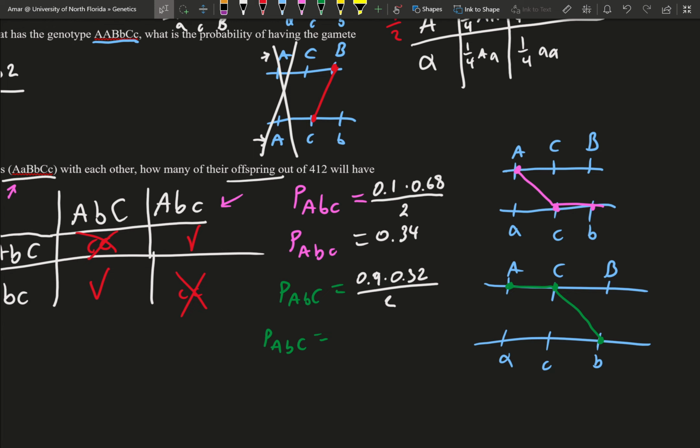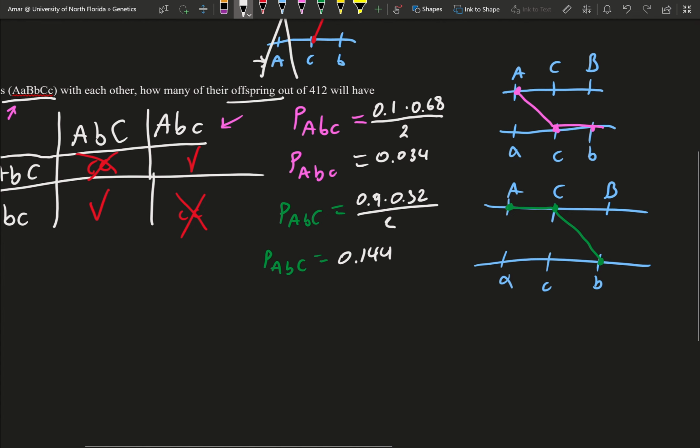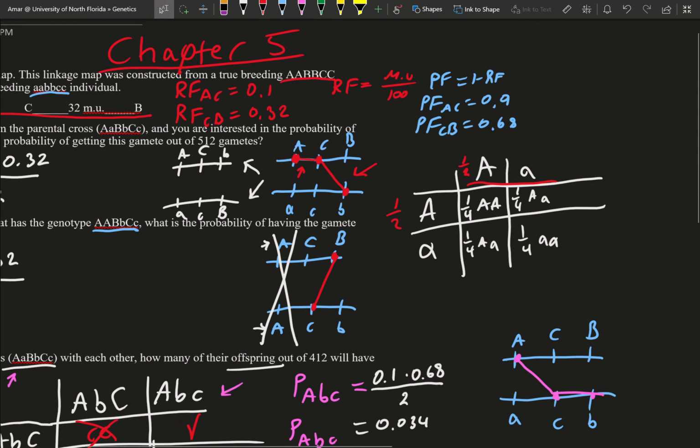I made a mistake over here. This one should be, oops, my bad. I made a mistake on my calculator. Yes, let me calculate this real quick. So this is 0.144.